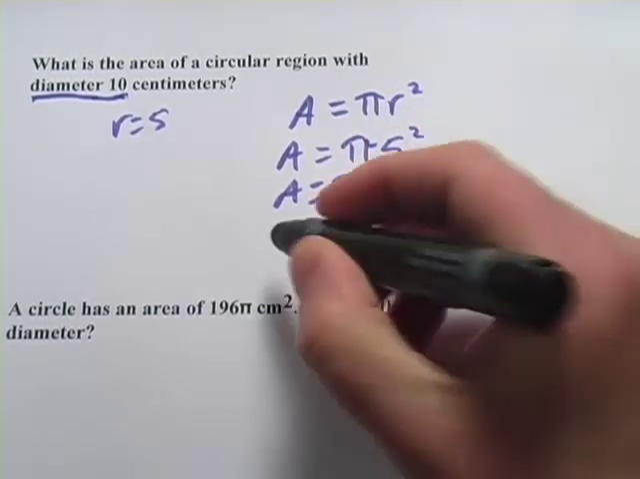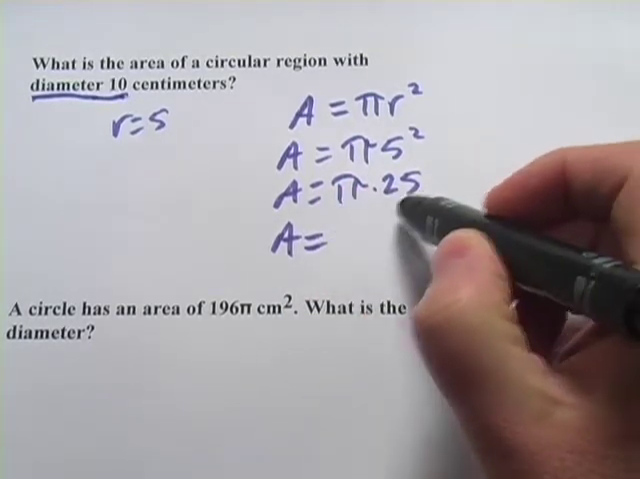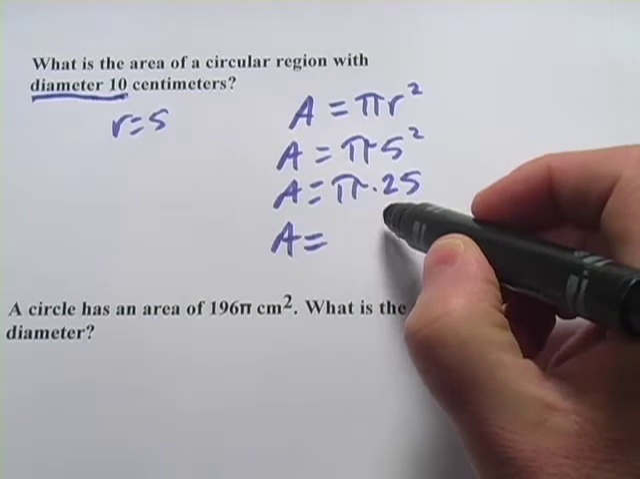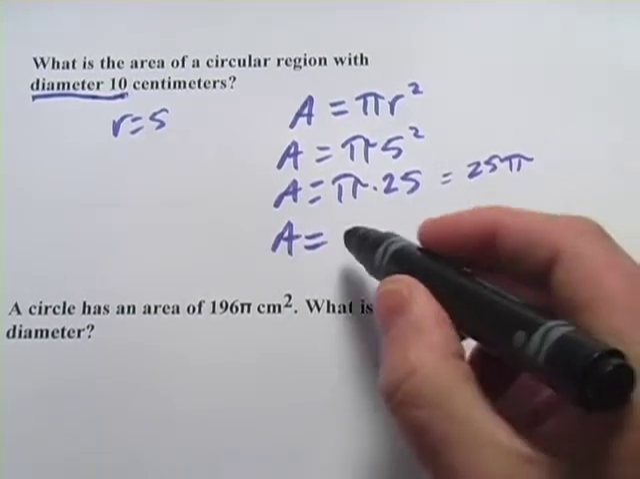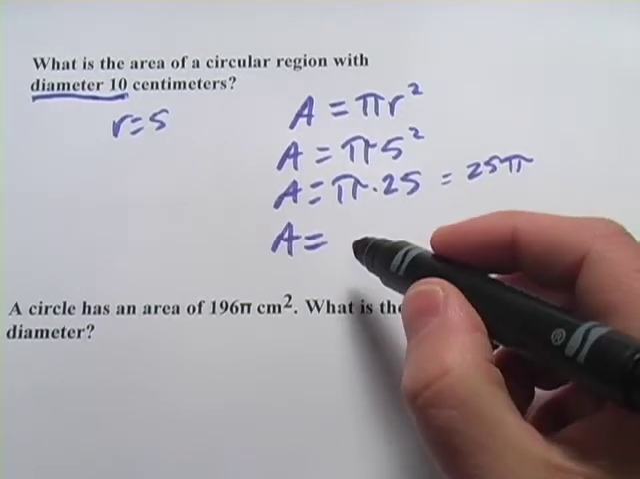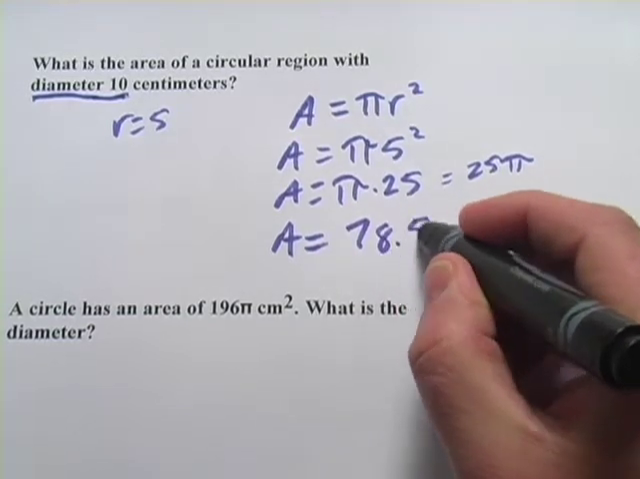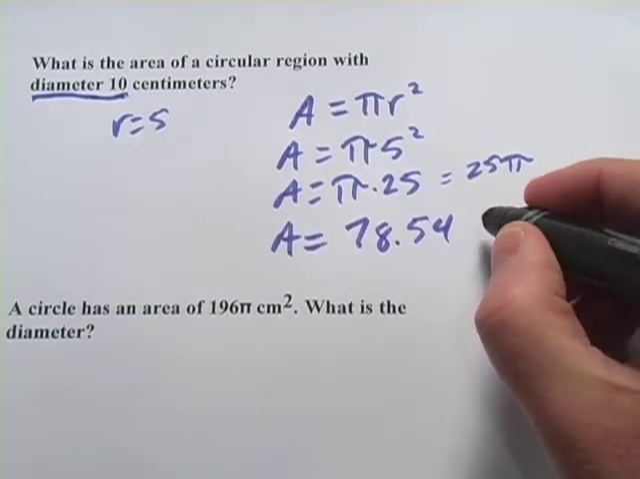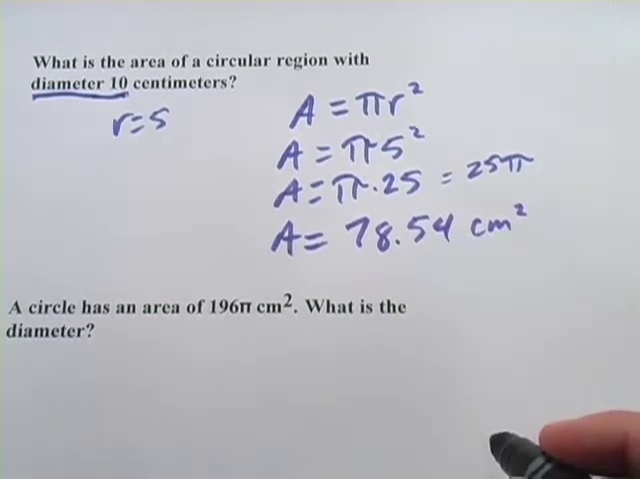And if you punch that out on your calculator, actually sometimes your teacher might ask you to give the area in terms of pi. And if that was the case, you would just write 25 pi. But if you want a decimal approximation of it, you just punch that in on your calculator, and you should get 78.54. And let's see, the units were centimeters. This is area, so it's going to be square centimeters.